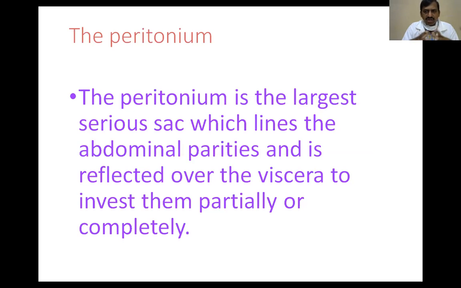But if there is any abnormal collection due to some abnormal pathology, it leads to its own manifestation. That is nothing but ascites. Here, first you see what is peritoneum.